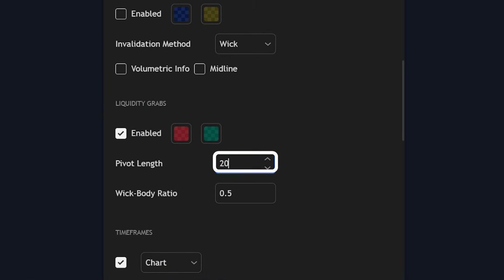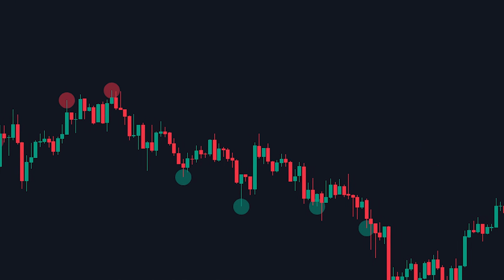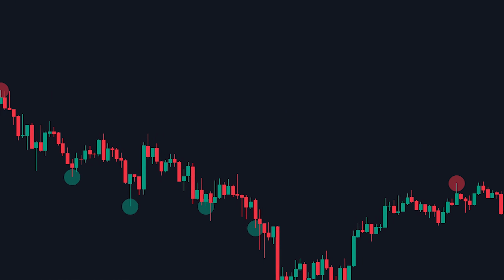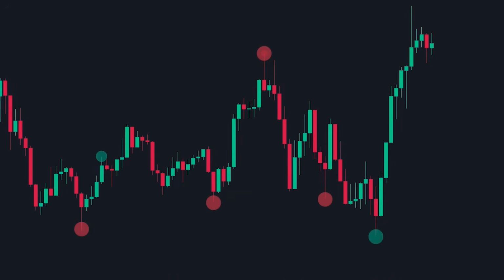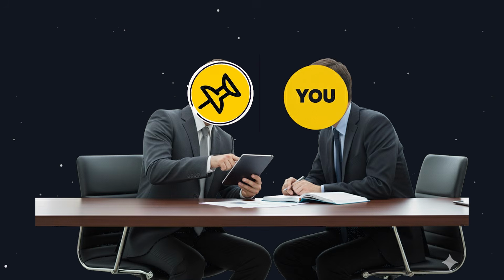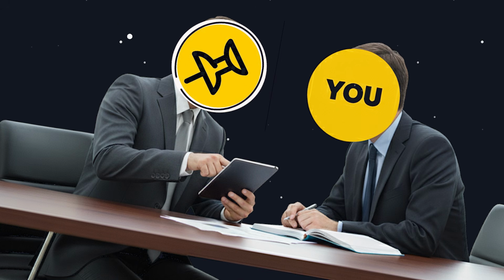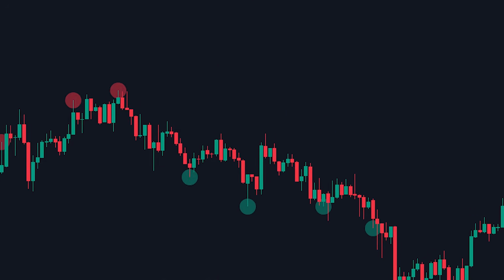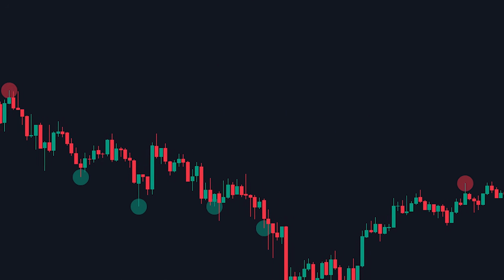If you decrease the pivot length and wick body ratio in the settings, the indicator identifies more liquidity grabs because it becomes more sensitive to market movements. This means it will catch smaller wicks and more price movements that could be signs of liquidity being taken by institutional players. Now let me show you how this complete trading strategy works on actual charts, with the indicator helping us identify these setups automatically.